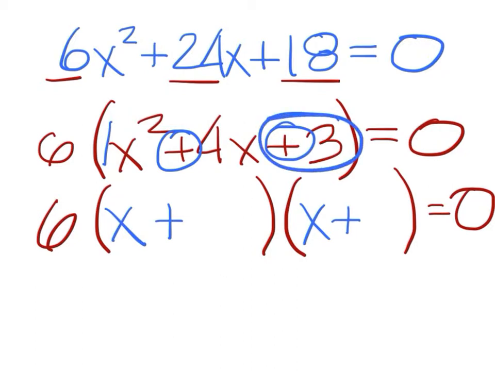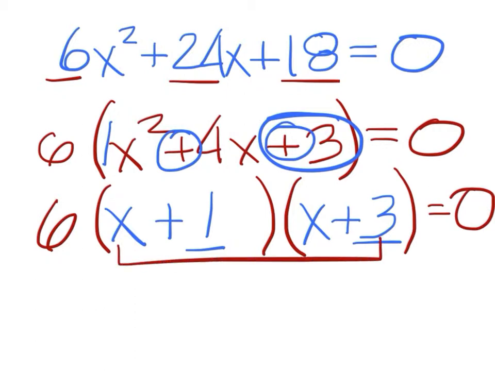I can break up 3 as 1 and 3, and there's really no difference in how you put it in. You can put it here and here or reverse it. It's still the same thing. But still double check it. You get a 3x plus x, which is 4x.